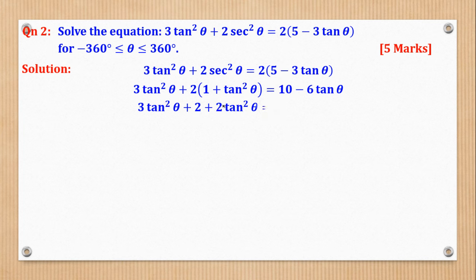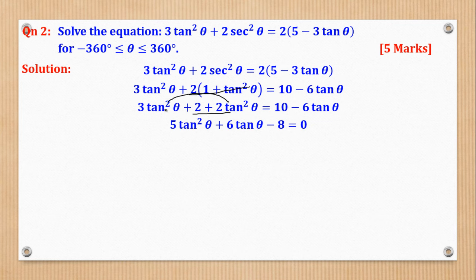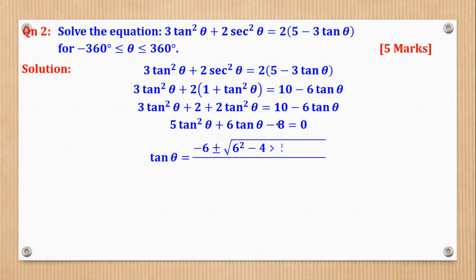Then I can open brackets to get that. Then collect like terms. This with this gives you 5. This one comes this side to give you positive. This comes this side to give you negative 8. So that is a quadratic in tan theta, meaning I can use the quadratic formula to get the value of tan theta.